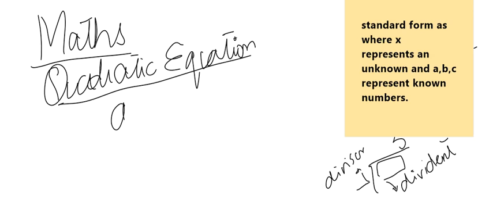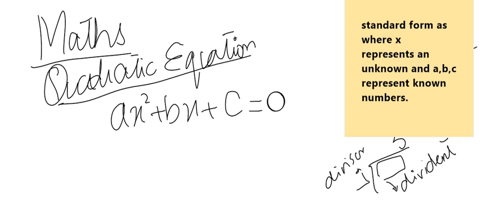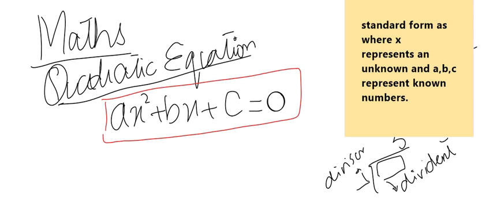So we will discuss the standard form of the quadratic equation. That must be ax square plus bx plus c equals 0. So this is our quadratic equation. This is the standard form of our quadratic equation where a, b and c must be known. These numbers a, b and c must be in our knowledge. They must have some kind of value, and in the case of x, x must be unknown.